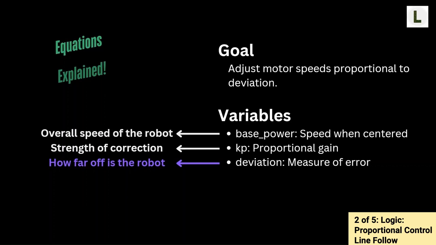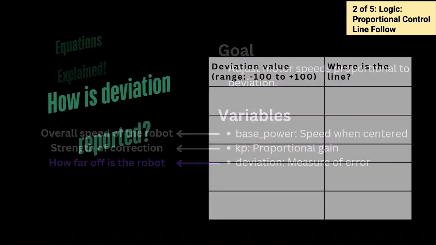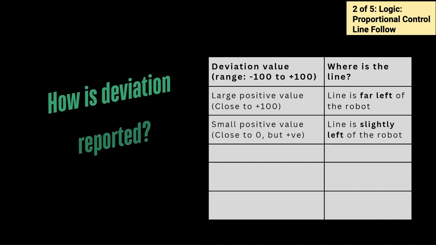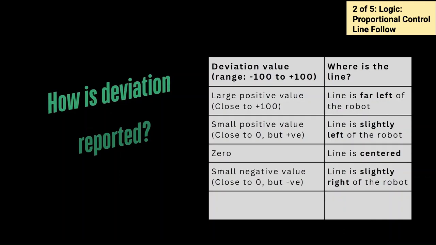Now let's look into what the values reported by deviation mean. A large positive value for deviation close to +100 means that the line is far left of the robot. A small positive value, close to 0 but still positive, means that the line is slightly left of the robot. A deviation value of 0 means that the line is centered. A small negative value, close to 0 but still negative, means that the line is slightly to the right of the robot. And finally, a large negative value, close to -100, means that the line is far right of the robot.